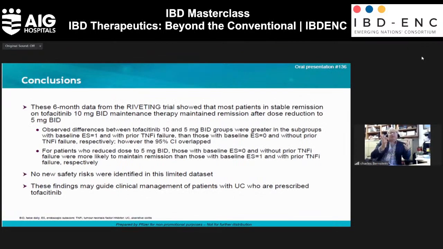So you can see here that there are some subgroup differences. It may make us have to think a little bit harder about when we're dropping to 5 twice a day. But one thing I can say in summarizing, if you are going to have a patient on 10 milligrams twice a day and drop them to 5 twice a day to try to limit some of the potential side effects, it's best to do it when you know the patient is in a complete remission, if you can.